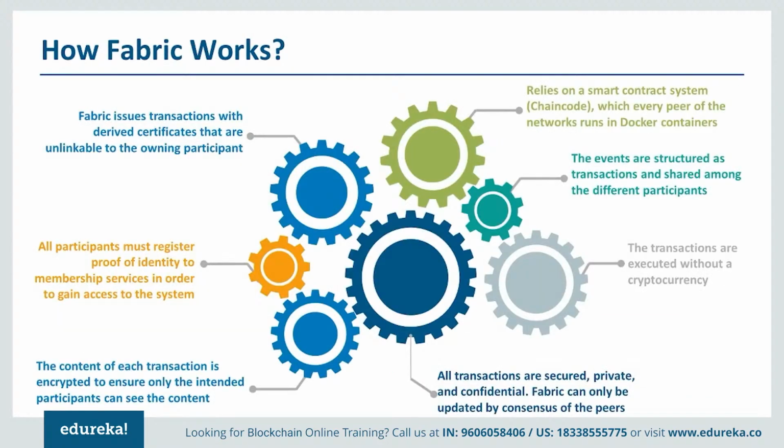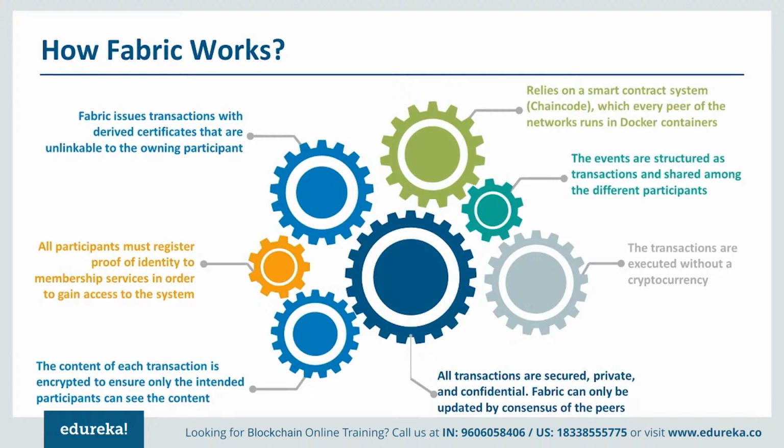How does Fabric work? Fabric issues transactions with derived certificates that are unlinkable to the owning participant. All parties must register proof of identity with the membership service in order to gain access. The content of each transaction is encrypted to ensure only the intended participant can see the content. So each and every content is digitally encrypted using the public-private key, as we have in Bitcoin and Ethereum. All transactions are secured, private, and confidential.